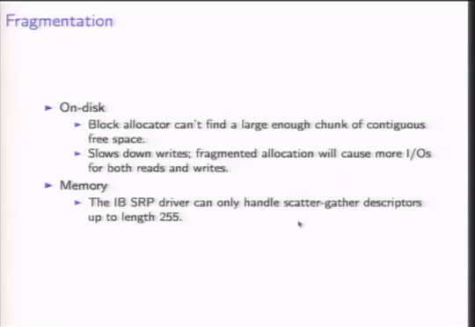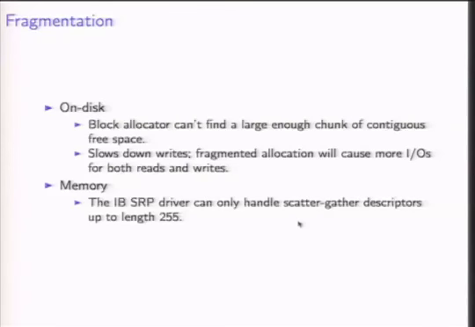So another issue that we have to deal with is fragmentation, and in particular two sources. One is on-disk fragmentation. As I described before, the block allocator sometimes won't find a large enough chunk of contiguous free space, and just the process of finding a chunk of free space can take a long time, and if it results in fragmentation, you have additional IOs for the write itself, and then additional IOs for the read when you read the file back into memory. Another source of fragmentation is the IB SRP driver. I'm not going to describe this at length. Dave Dillow gave a talk about this and a solution at the OpenFabrics workshop in March. May's not here yet.